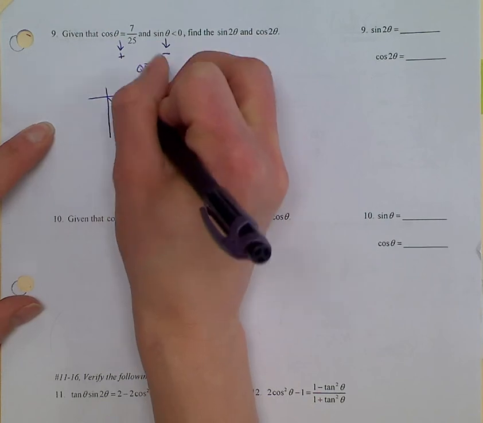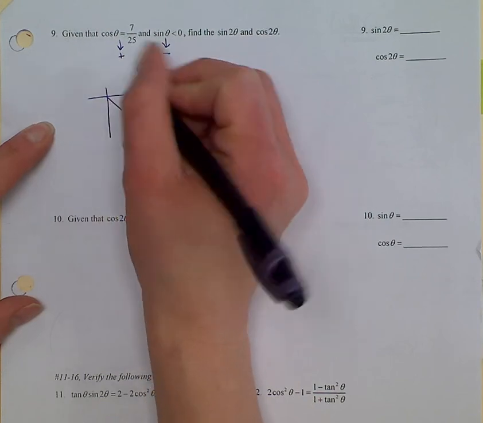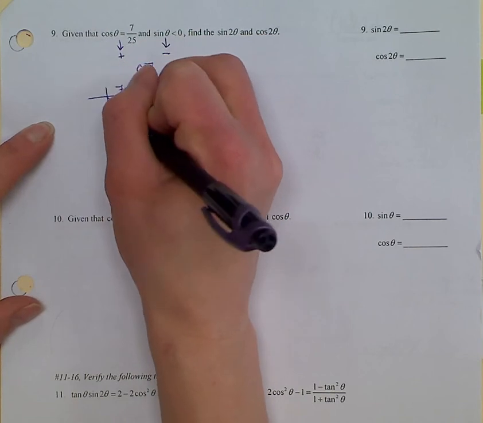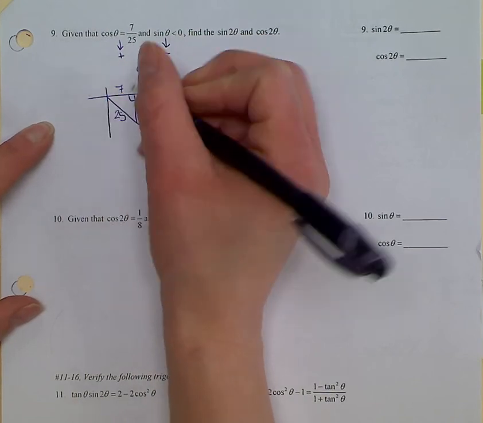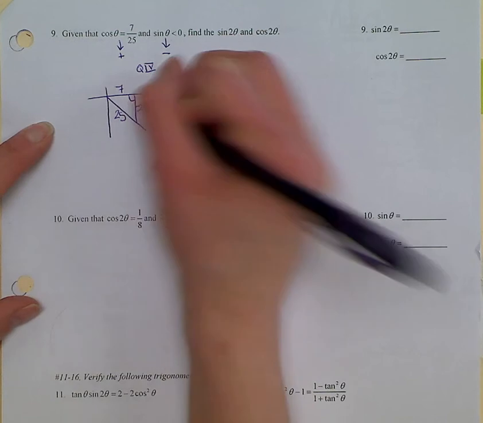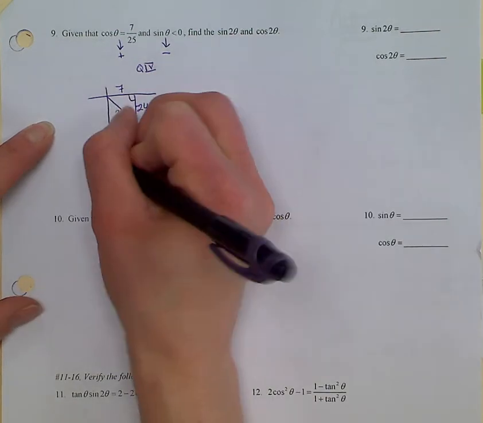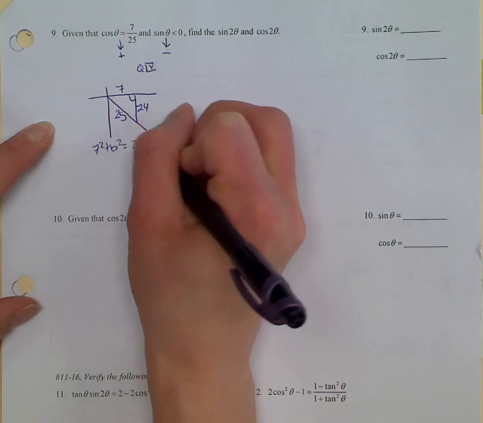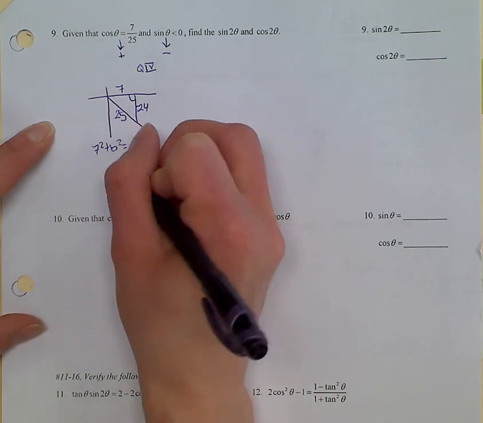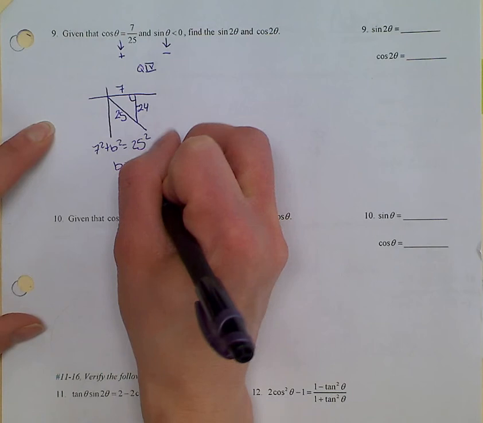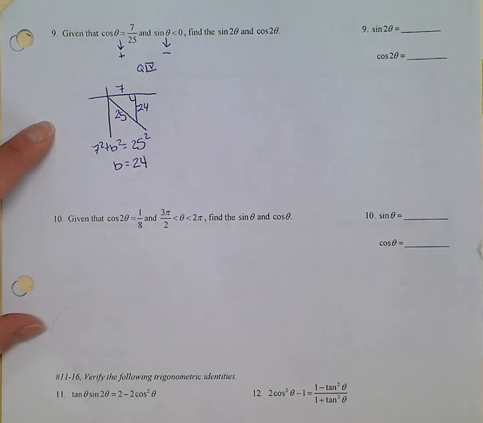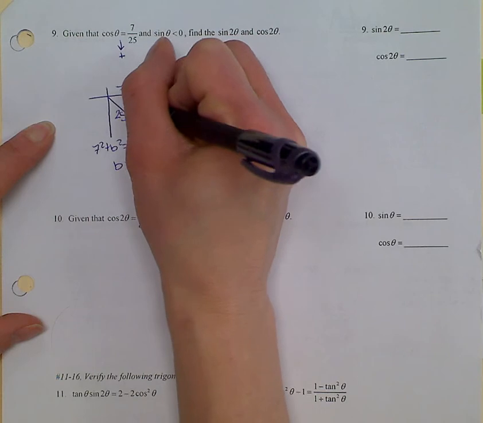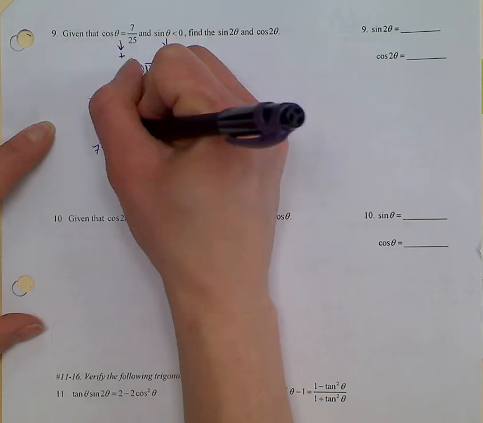So we could possibly set up a triangle, and our cosine is 7/25. This is a triple 7, 24, 25. Again, if you don't know that, you can always use the Pythagorean theorem, and you'll get that b is 24. Okay, we know that it is negative because our y here is negative in quadrant 4.